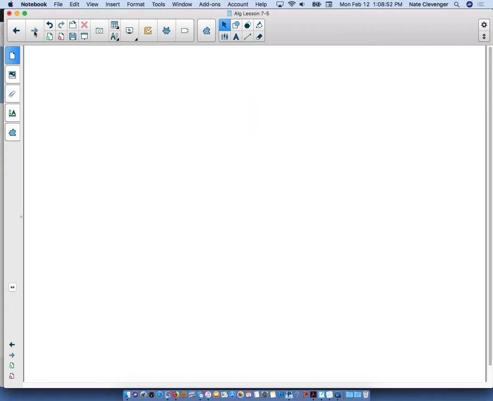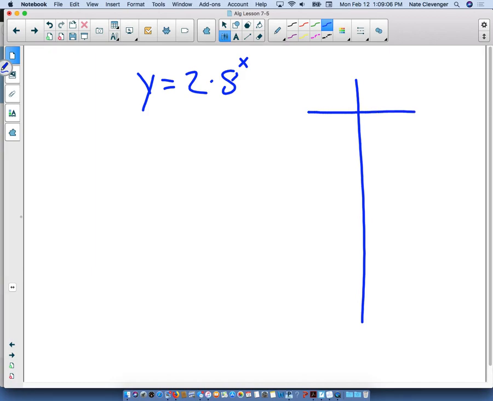All right, let's check the first one together. Y equals 2 times 8 to the x. If you pick the plain old normal numbers like we would normally use, we'd do that.